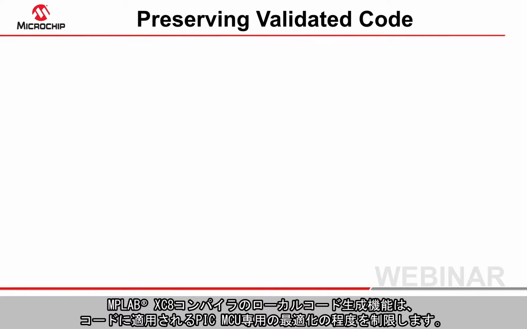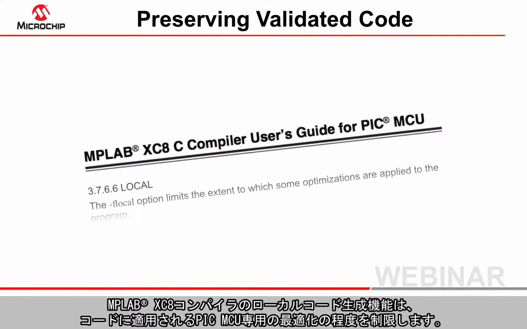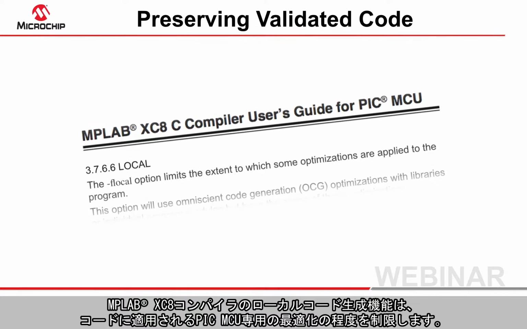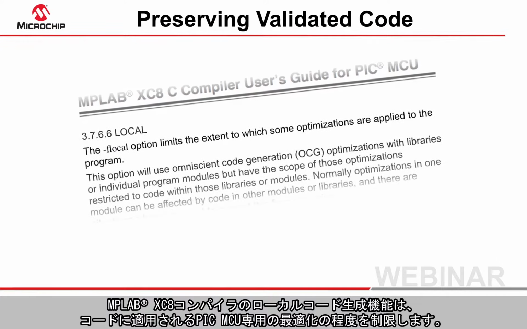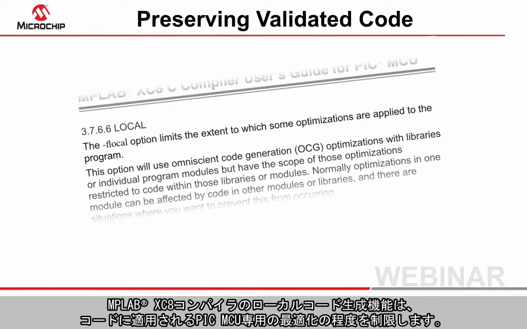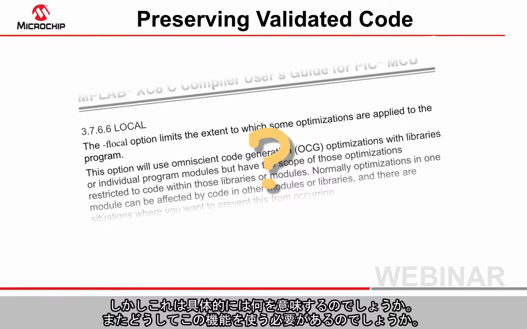The MPLAB XC8 compiler's local code generation feature limits the extent to which some PIC-specific optimizations are applied to code. But what exactly does that mean, and why would you need to use this feature?